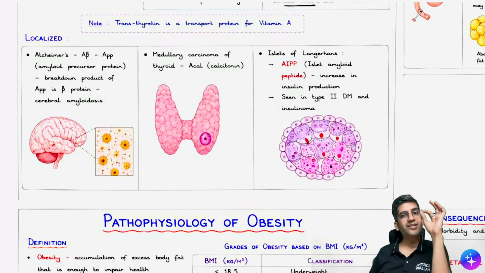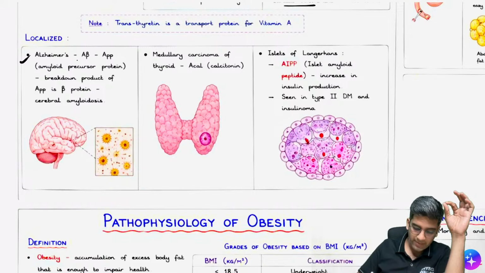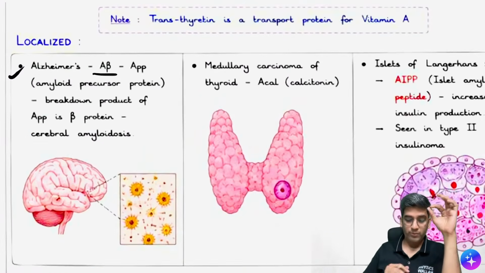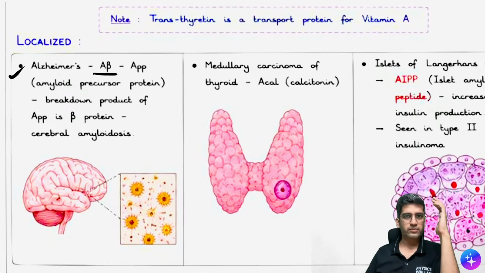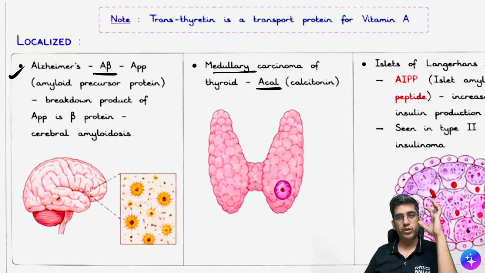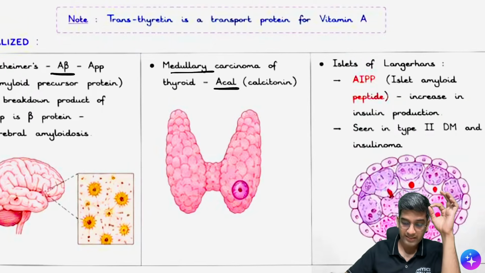Localized happens in an organ, like Alzheimer's. A beta protein, which is the breakdown product of APP, amyloid precursor protein, deposits in the CNS. Same with medullary carcinoma of thyroid, ACAL. Cal stands for calcitonin. Next, islets of Langerhans in pancreas, right?